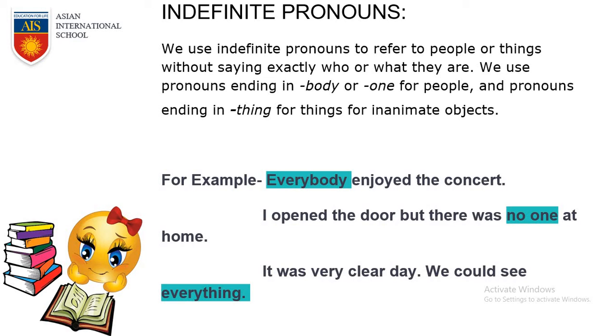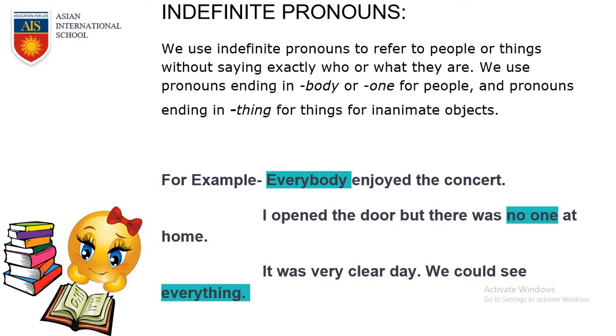For example, everybody enjoyed the concert. So when we are using the pronoun everybody, this is an indefinite pronoun. We are not pointing towards someone exactly, we are just saying that everybody has enjoyed. Second is I opened the door but there was no one at home. Here also not exactly someone is pointed, but we are saying that no one was there.